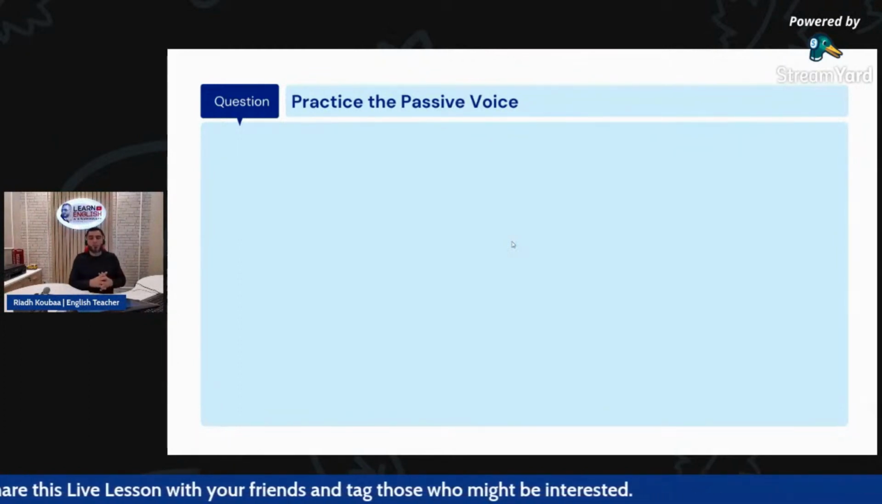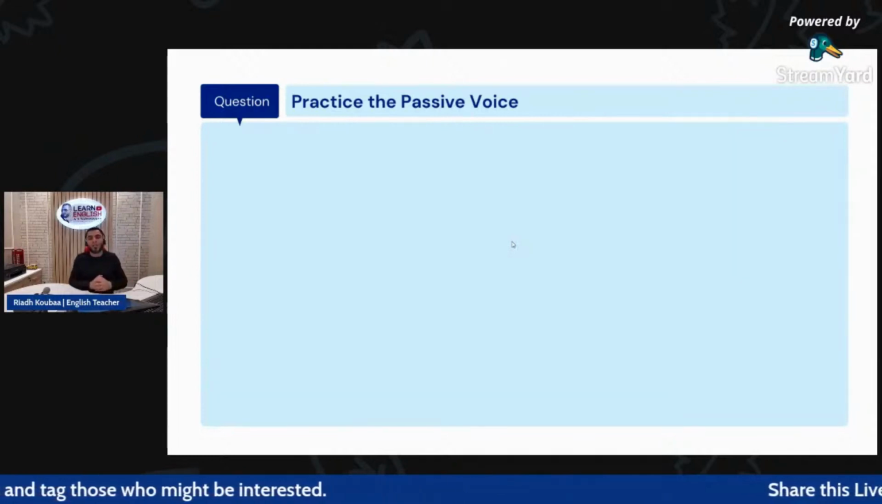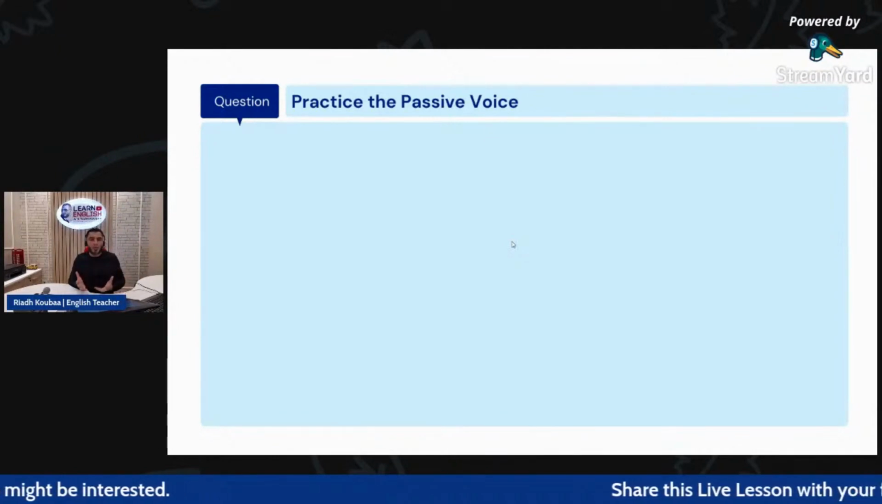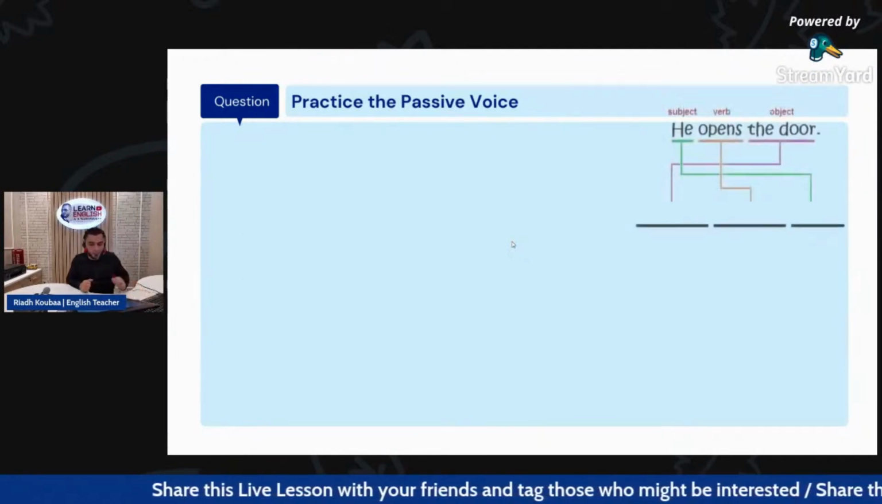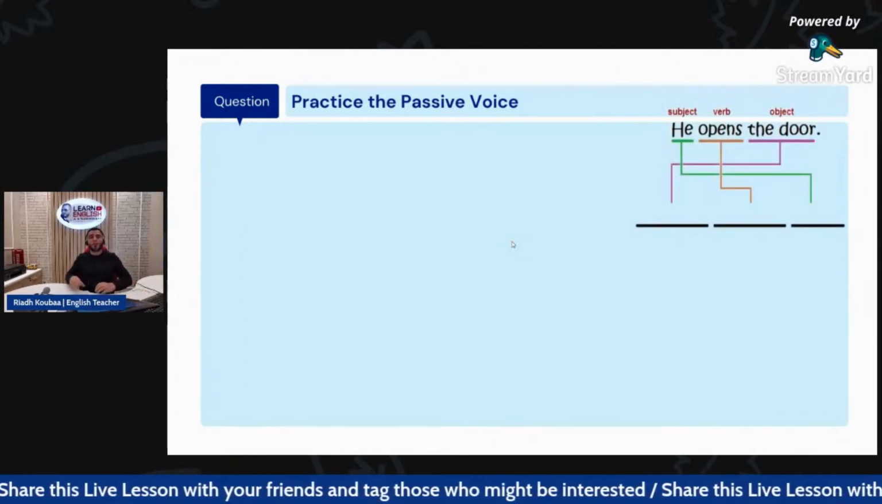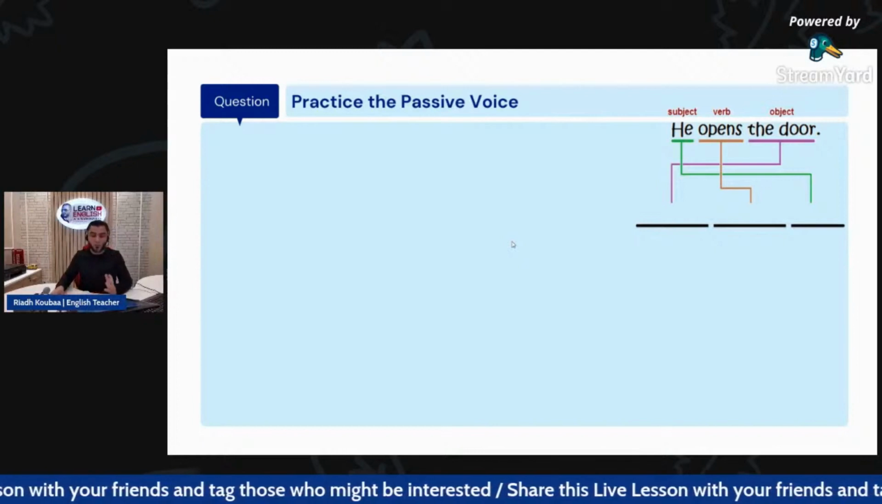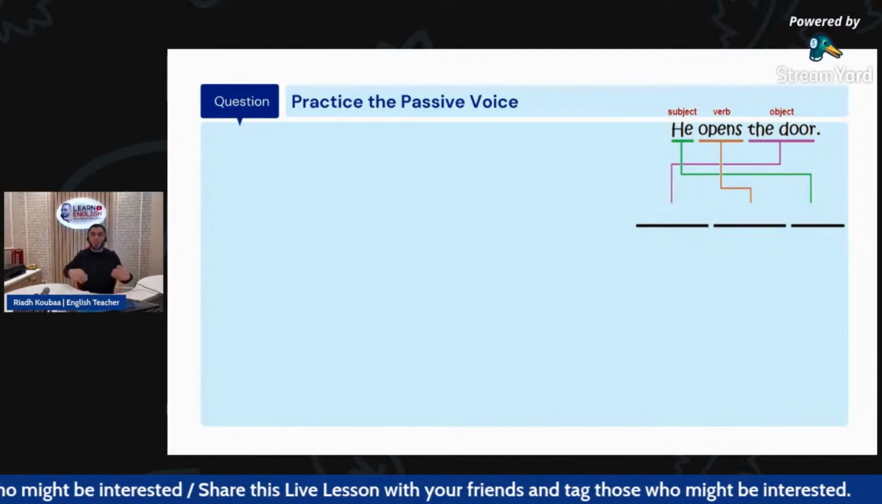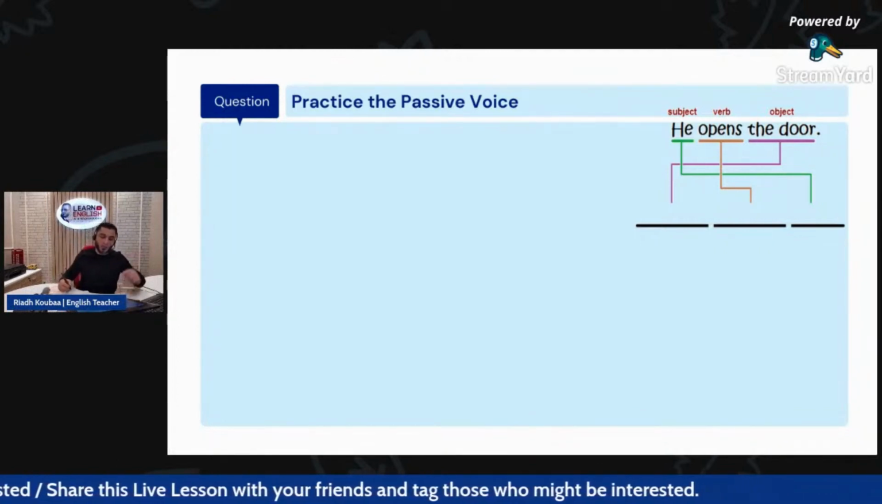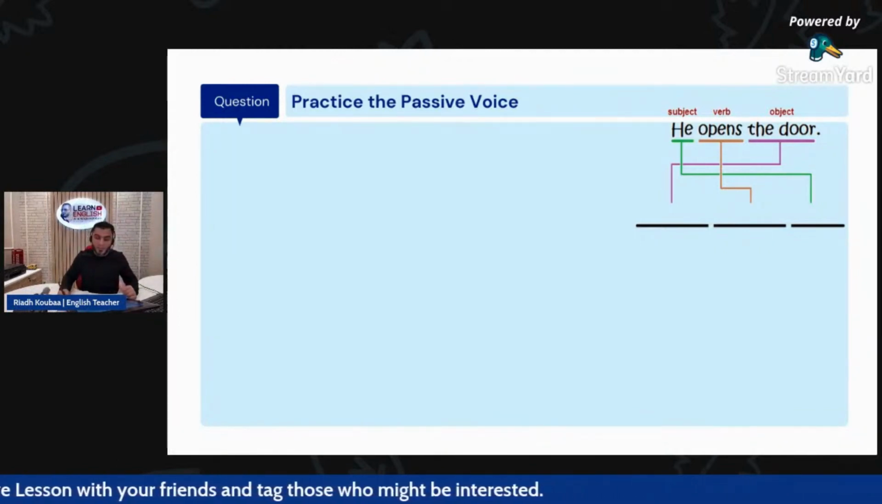I wanted to start with this activity because most students really get confused and they don't know how and when to use this form, which is the passive voice. So for that, let me start with this sentence, which is, he opens the door. He opens the door. So he is the subject, opens is the verb, and the door is an object.